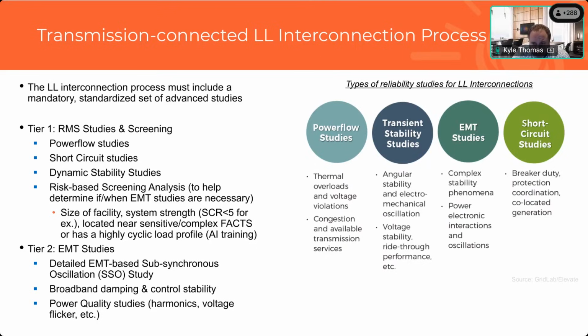And once you get into that space, there's a whole set that Ahmed just captured a lot of, but the detailed EMT-based subsynchronous oscillation study, the damping and control stability type of studies, and then the power quality studies looking at your harmonics, your voltage flicker, and others in that local region. This is not a comprehensive list at all, but this is the type of detailed EMT studies that will need to be looked at, under that screening criteria that we highlighted in the paper. You're also looking for other types of power electronic interactions that could occur, controller interactions, as well, in that region where you might have sensitive and large other complex equipment.